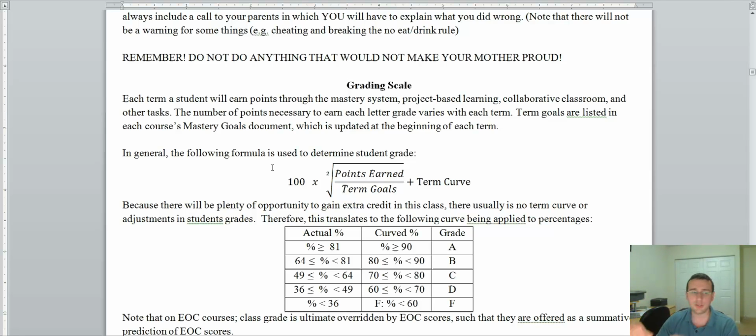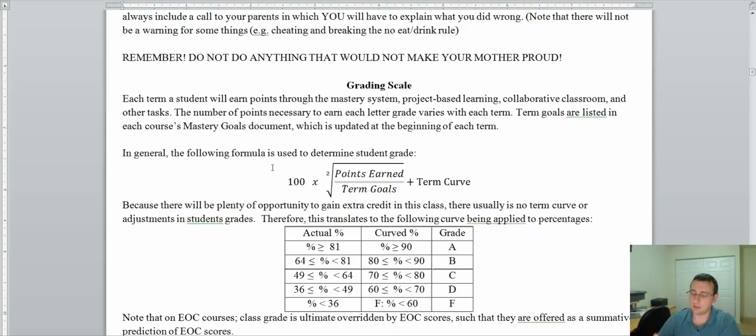All right? Now, in general, the formula is applied after that to determine your grade. Basically, it's like this. You're going to get the points that you've earned, divided by the total amount of points that you should have earned on the quarter. And that's going to give you a decimal. Now, you're going to get that decimal, we'll take the square root of that, and then you're going to multiply that by 100. And that will give you your grade in the class.